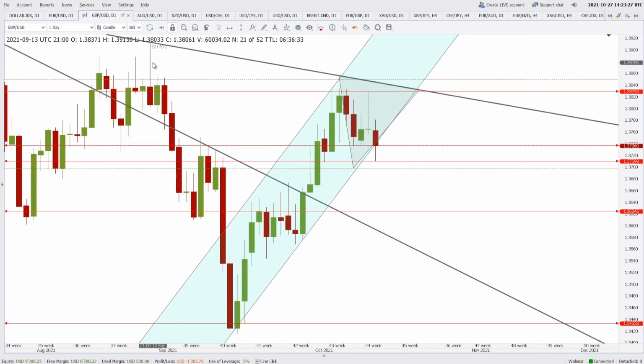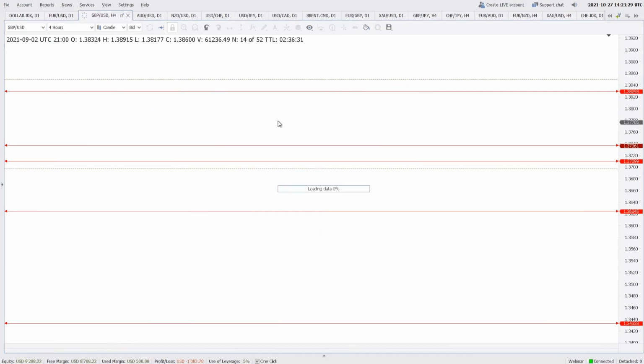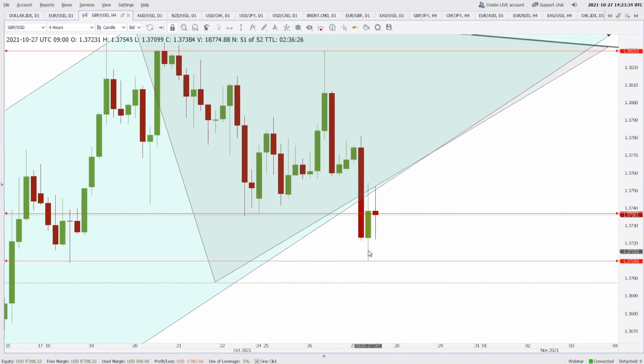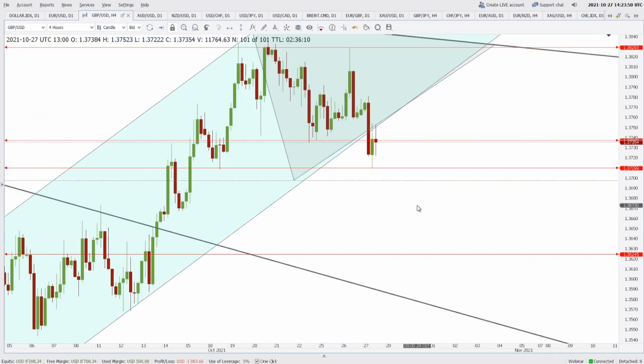So expect this level to hold as a resistance now also, because on the 4 hour you see after a break below this level, it coincides with this area of breaking of this rising channel. So expect the price to get some resistance here in this zone and revert back to 1.3709. This is what I'm expecting.